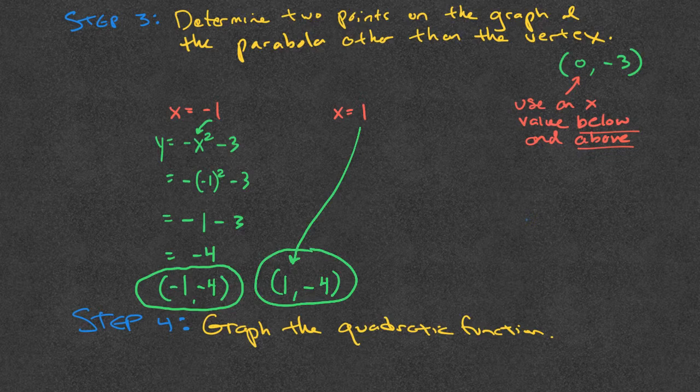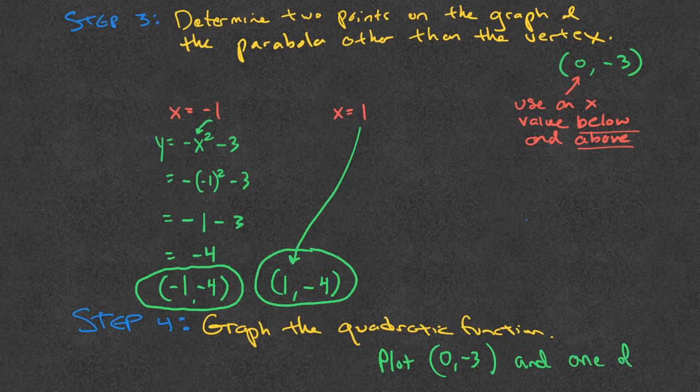And as far as graphing the function, that's fairly easy. Just plot the vertex, which was 0, -3, and one of these points from step 3.